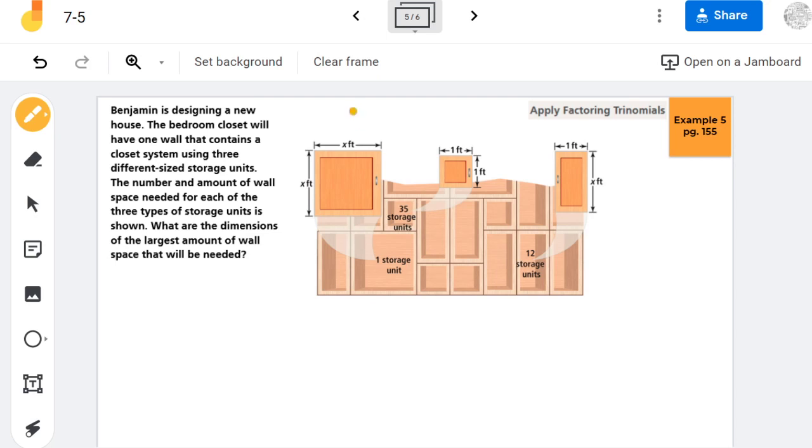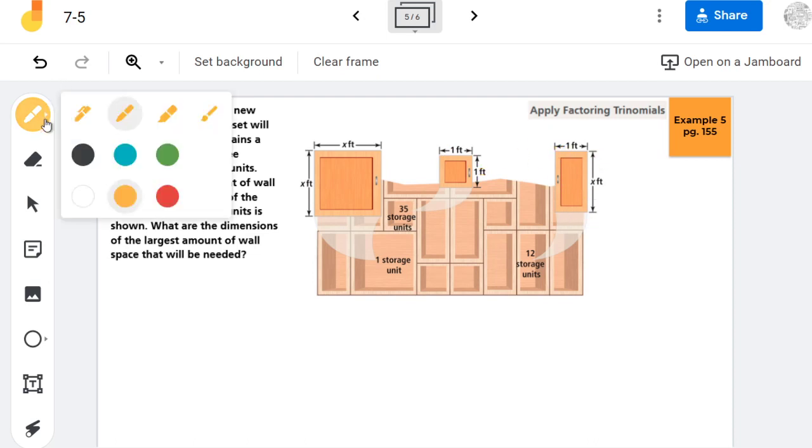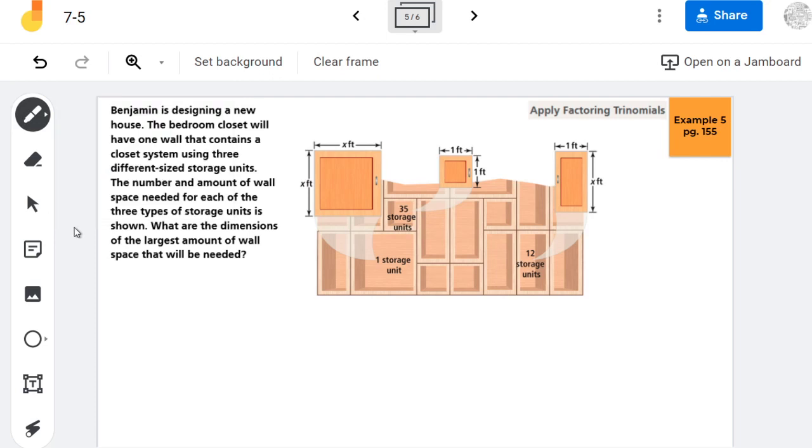Okay, so you could see there's the square shape, which is x by x. There's a small square, which is 1 by 1. And then there's a large one that is 1 by x. So if I were to find the area of each of these boxes, this one has x squared, this one has 1, and this one has 1x.